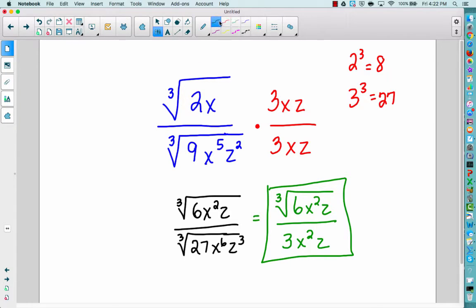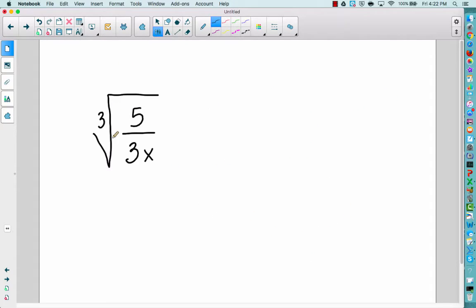All right, we're going to do one more, okay? One more. Cubed root of 5 over 3x. Now, you may notice that I didn't write it as separate roots. I wrote it as a single root. That's okay. So I have to multiply that bottom because this really means the cubed root of 5 over the cubed root of 3x. That means I have a radical in the denominator. Just looks a little different, okay?